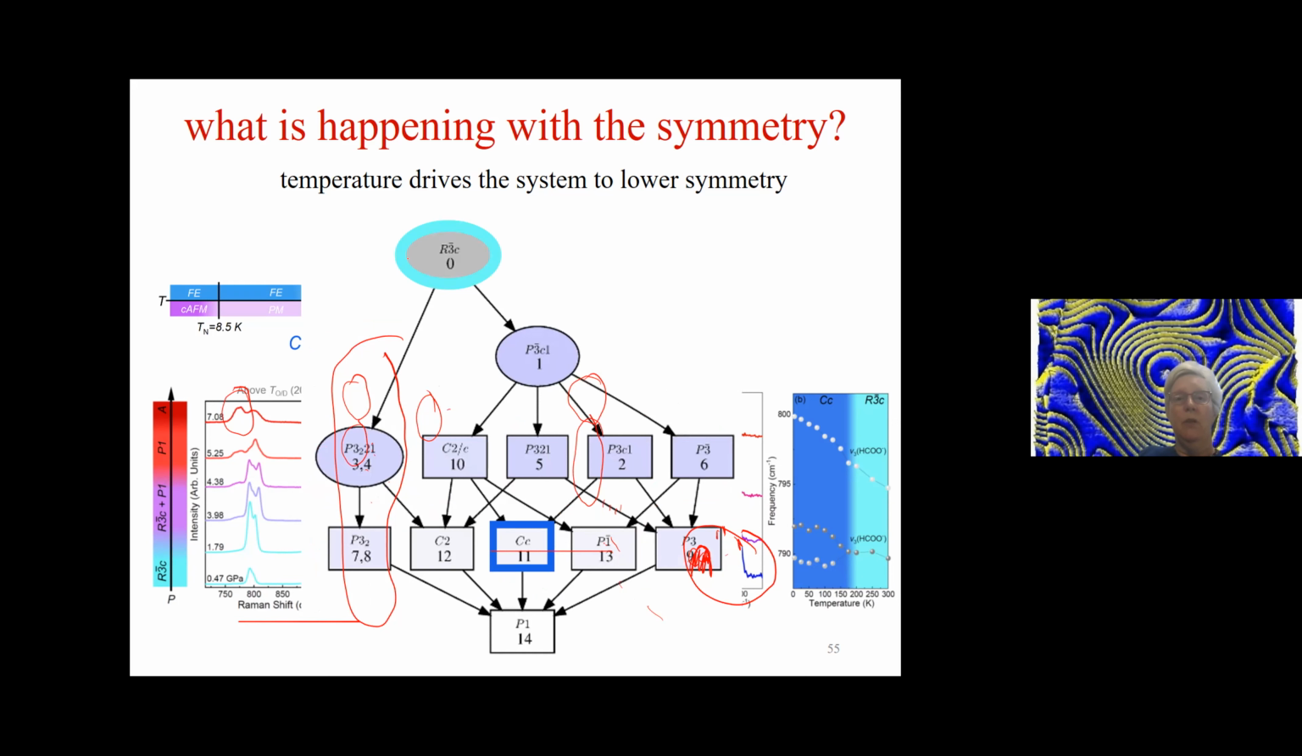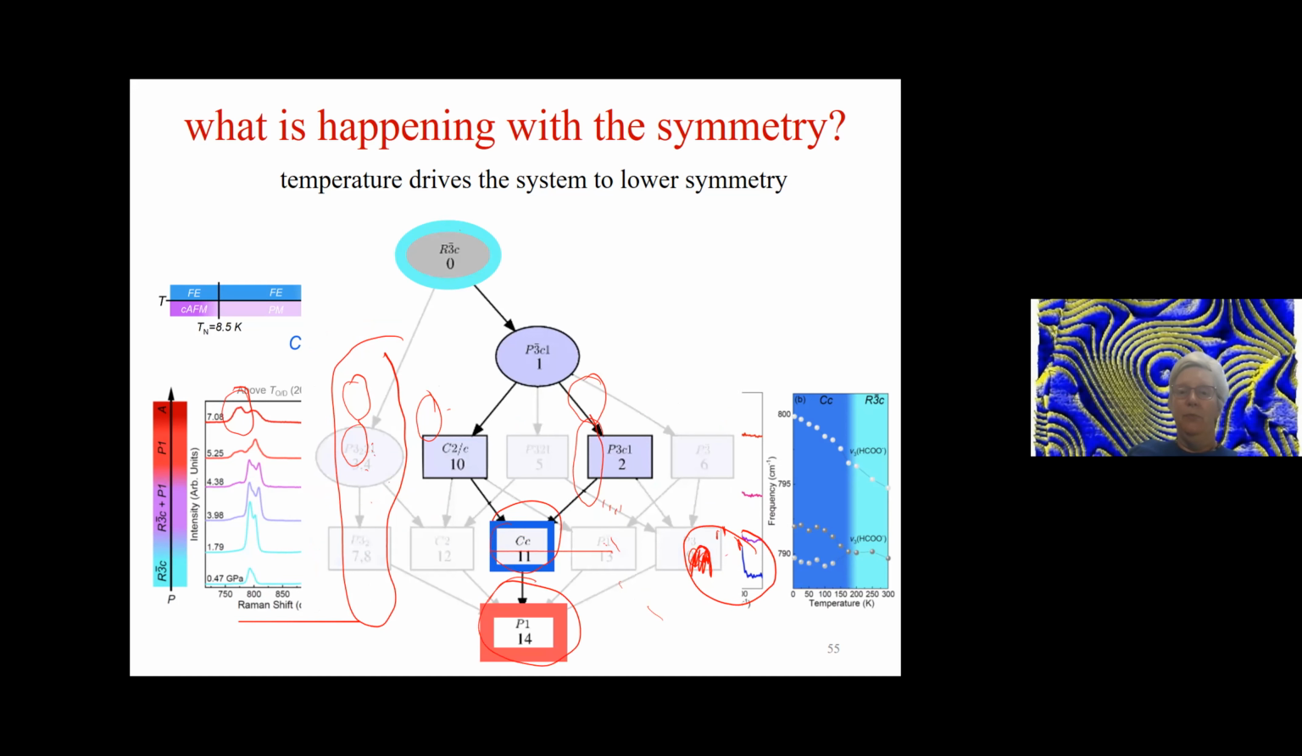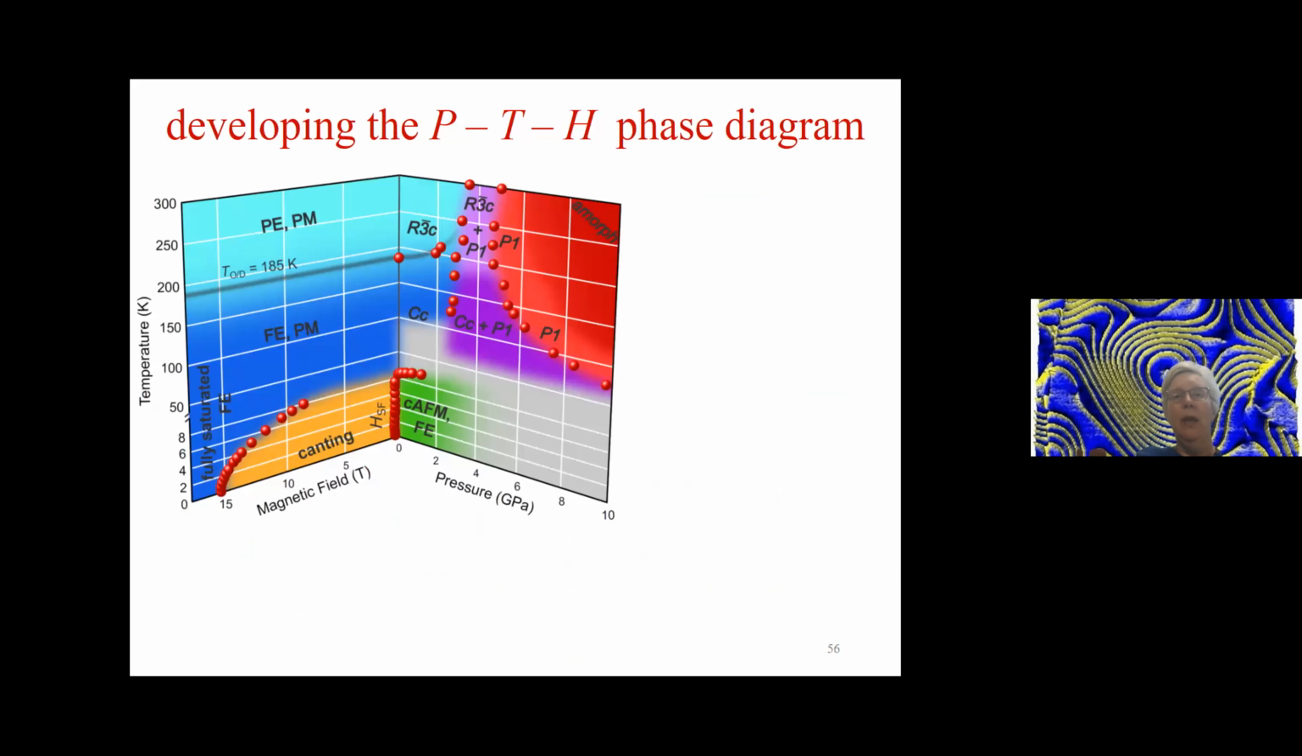We know this is a room temperature starting phase. This is our low temperature starting phase. The low temperature phase has only one subgroup. So if you're going to a lower symmetry phase, it has to be P1 bar, and same deal at room temperature. Okay, so we can bring all of this together in a pressure temperature magnetic field phase diagram.